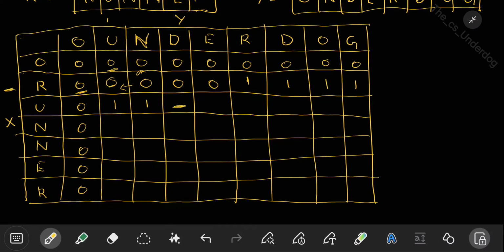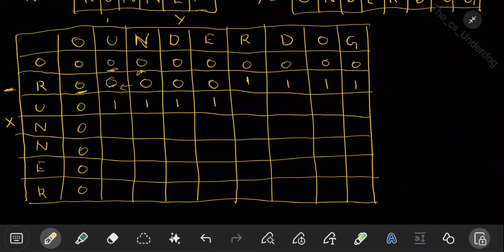What about U and D? For this particular block, U and D do not match. Same logic, you will have 1 here. Let me redraw this one. Next is U and E. U and E again do not match. So you will see what is on the left and what is on top. Among them, on the left you have 1, which is the largest. So you will put 1 here.